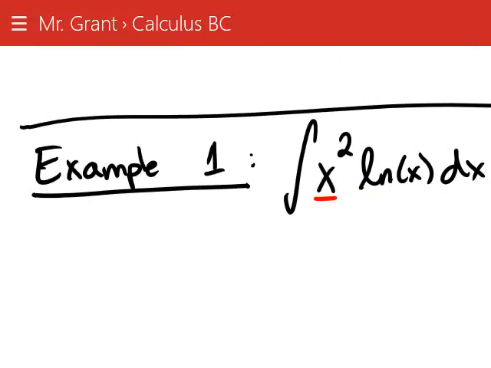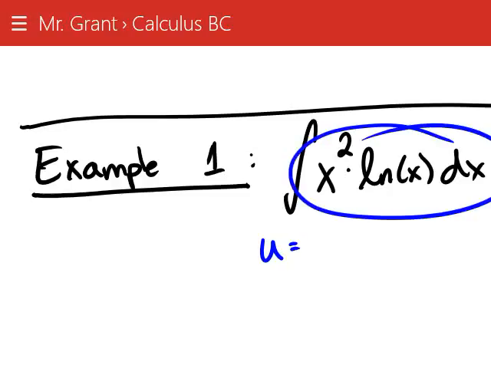Our first example is the integral of x squared times ln of x dx. And what we're going to need to do right at the beginning is figure out our u, our v, our du, our dv, our double substitution here. And we know that u is going to be given to us, as is dv. It's somewhere hiding up in this problem.